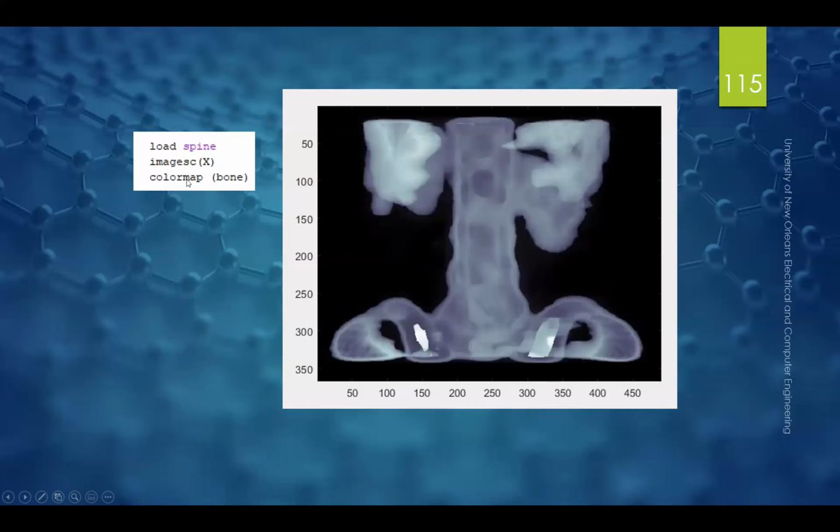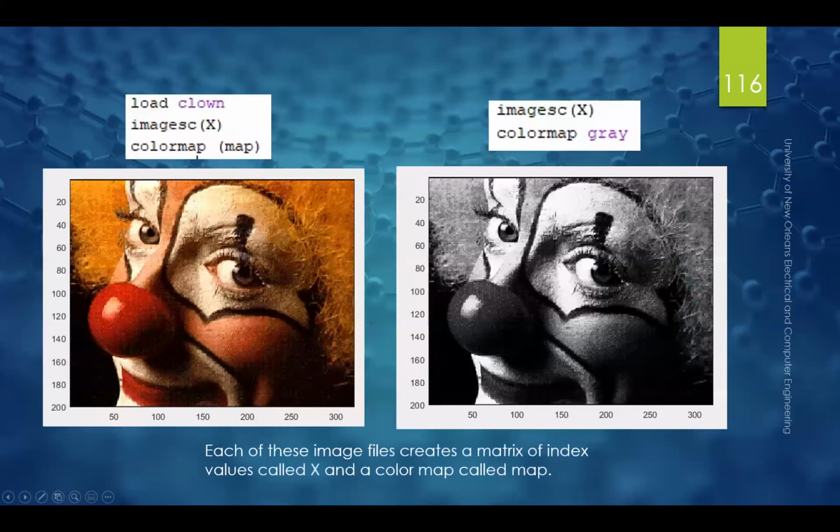So this color map here controls the color scheme you're going to see. Another example, again, one of the several images that come with MATLAB that you can simply load. I'm loading this clown image. Again, I'm using imagesc to look at the image, and if I use the colormap, it creates the default mapping of what the image looks like in color.